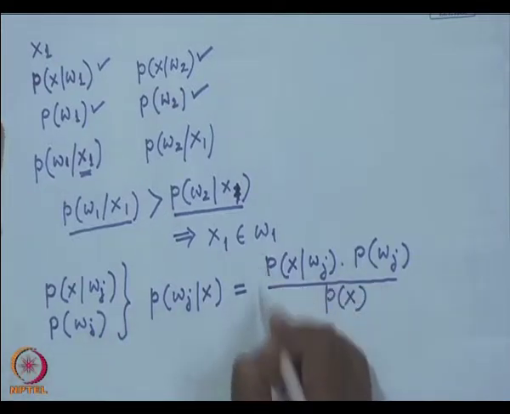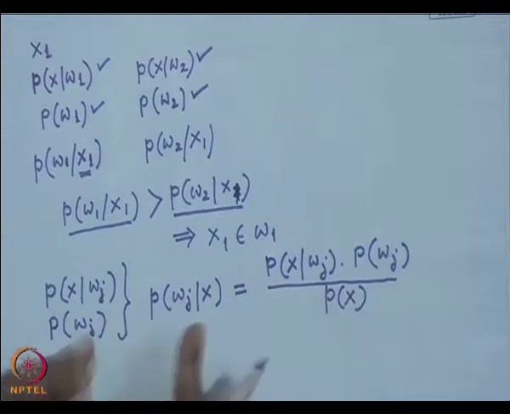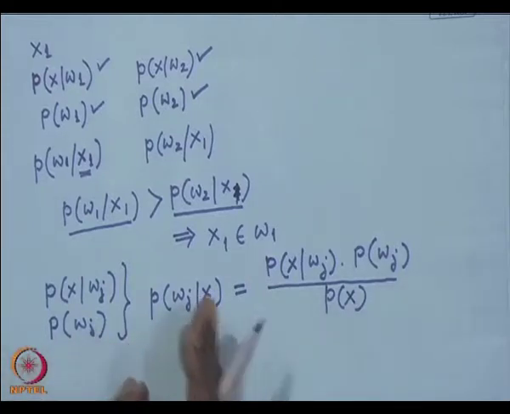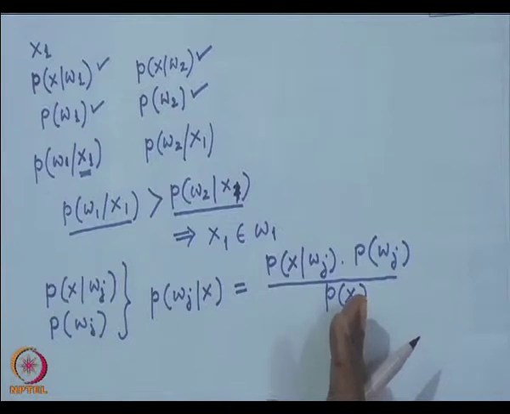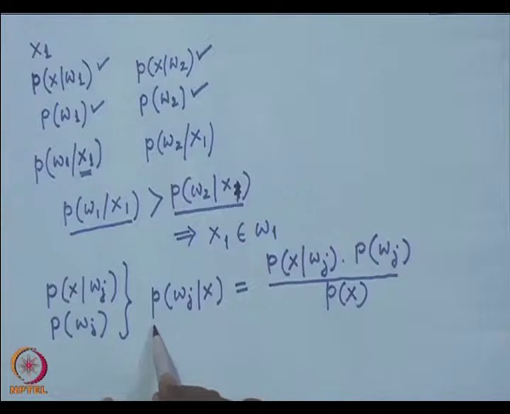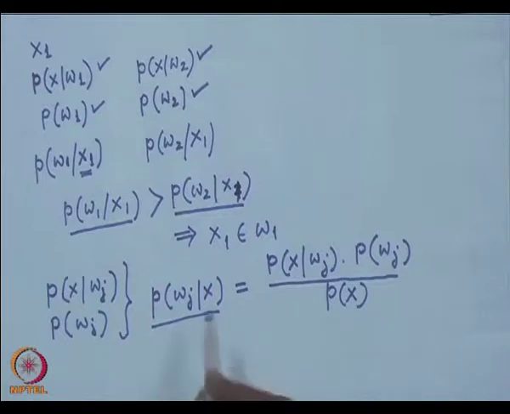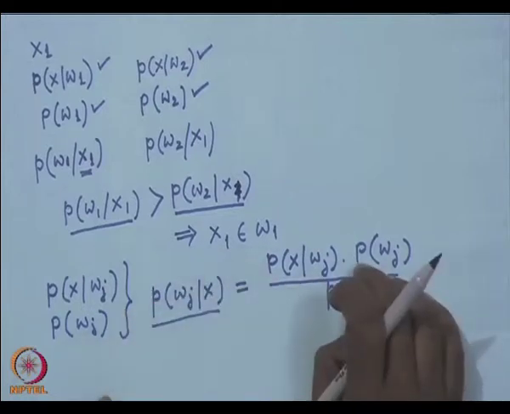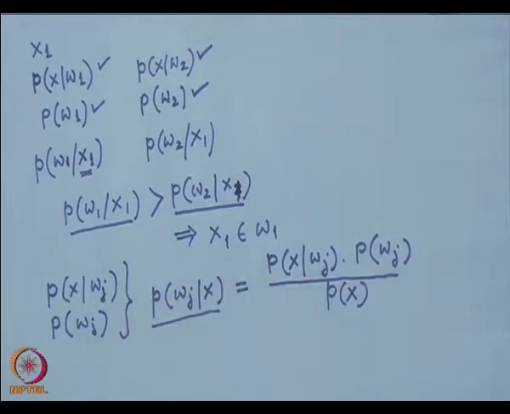So, this is the one which has to be computed, the a posteriori probability, for all the classes. The class for which this a posteriori probability, p of omega j given x, will be maximum, this x will be classified to the corresponding class. So, this was the basic Bayes classification rule.